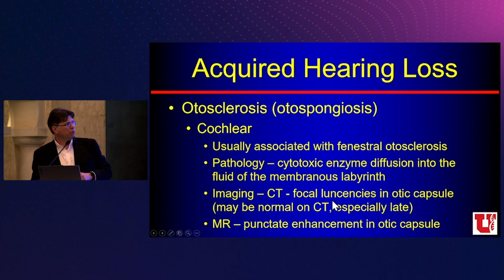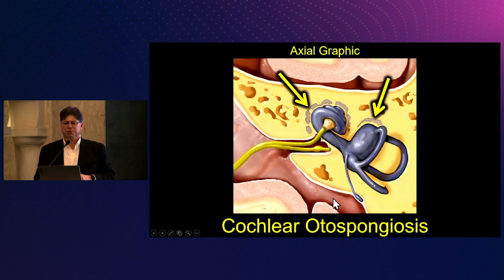So we look for these focal lucencies that may be around those structures. So here's an axial graphic where we see we've lost the normal density of the bone. And again, this is very important. When we do temporal bone CTs, we want thin sections, and you need a much wider window, something like 4,000 and 400, to see these subtle osseous changes around that.